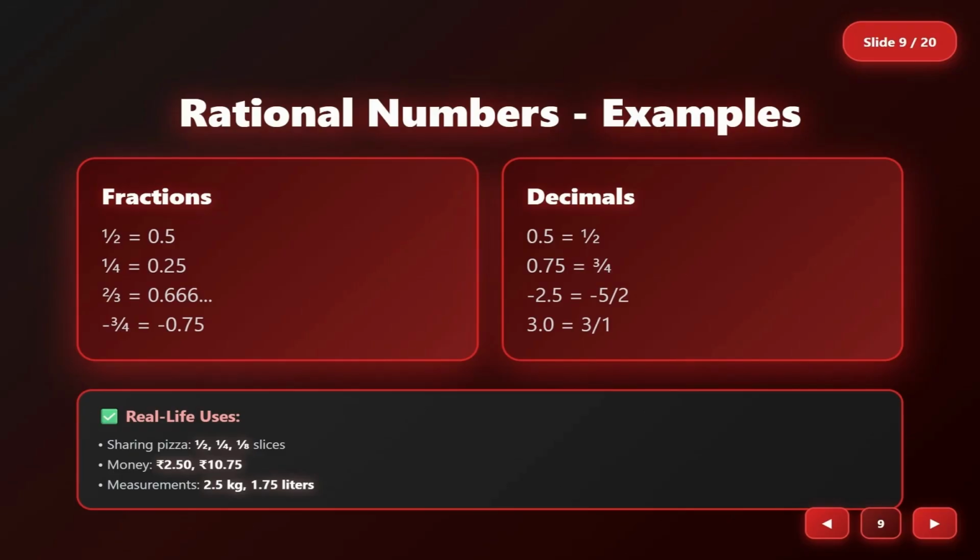Let's look into the real life uses. Sharing pizza, cutting it into half or 1 by 4 or 1 by 8 slices. Money, 2 rupees and 50 paise, $10.75. Measurements, 2.5 kilograms, 1.75 liters of oil. Super useful in cooking and science.